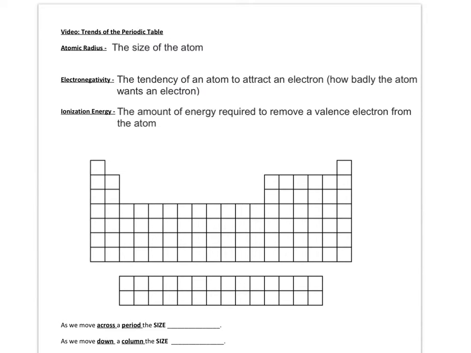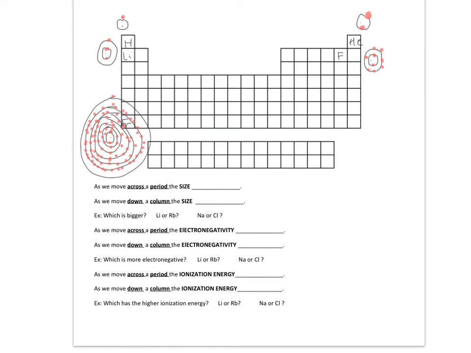To look at these trends, we're going to draw Bohr models of a couple of specific elements. I'm going to draw the Bohr models for hydrogen, helium, fluorine, lithium, and francium. So take a moment here, pause the video, and draw those 5 Bohr models. All right, so I went ahead and drew my Bohr models.